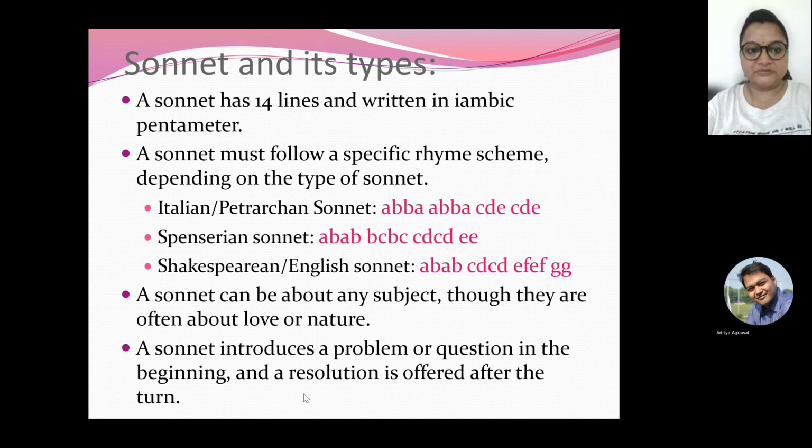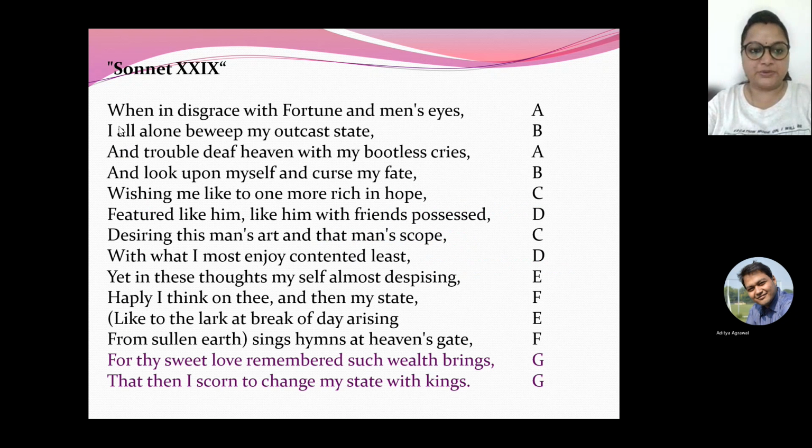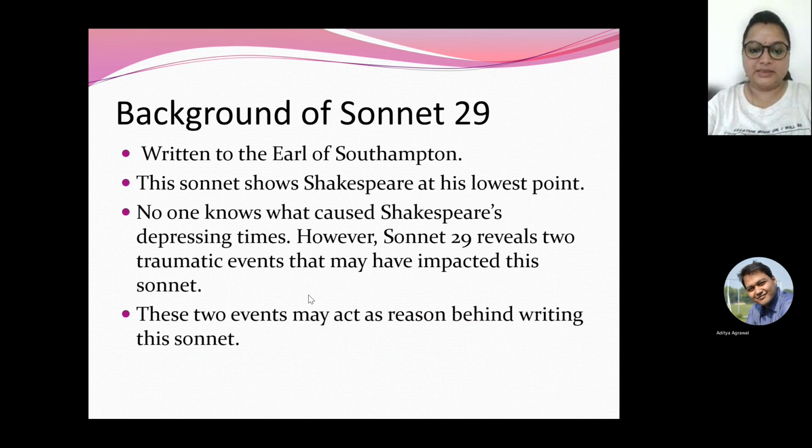Okay. So this is Sonnet 29, which we are going to discuss today. When in disgrace. So we can see the rhyme scheme like A B A B, and the first line and the third line are rhymed together. The second and fourth lines rhyme together. So in the same way, you can see this is the rhyme scheme that is followed by Shakespeare in his sonnet.